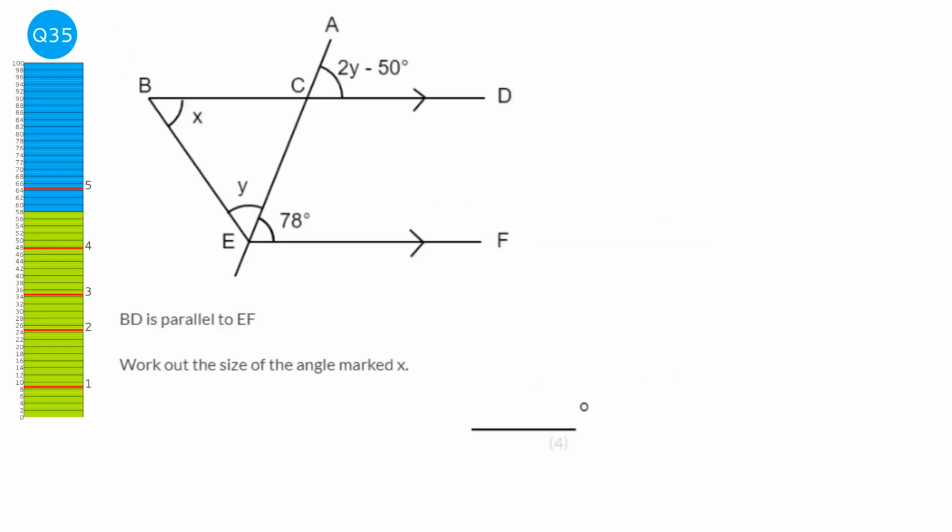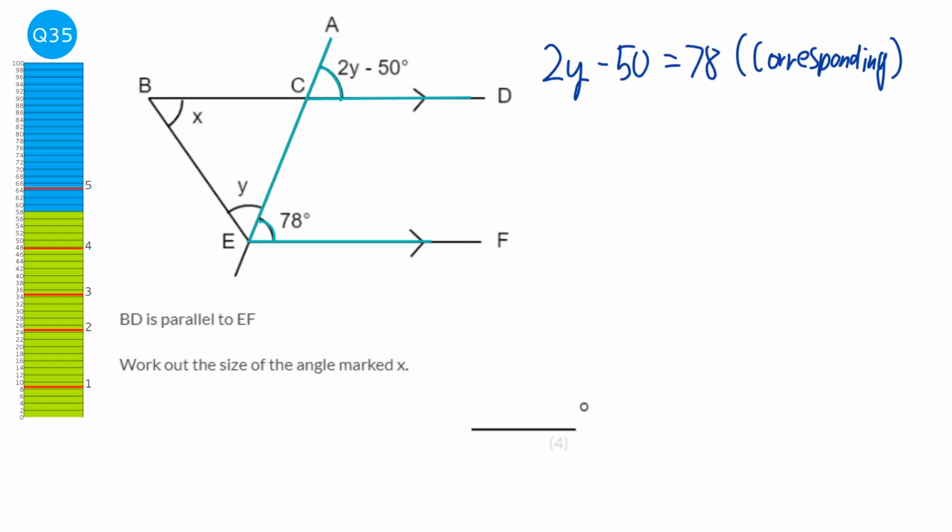To find out what the value of x is, we first of all have to find out what the value of y is. And we can notice that we've got 2 sets of parallel lines here, and a line going through them. And we kind of got these F angles, which we have to call corresponding angles. So we know that 2y minus 50 is equal to 78, and we must write down the reason, so corresponding angles, and corresponding angles are equal.